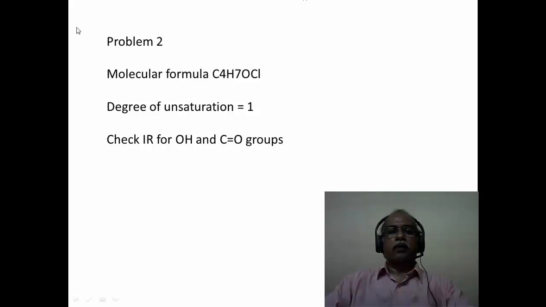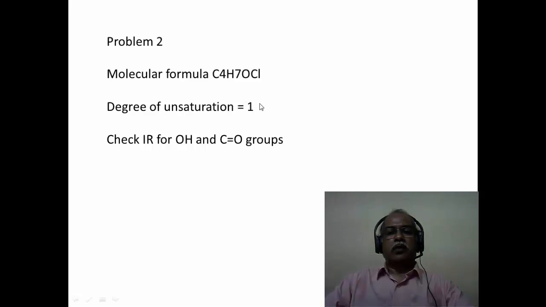The next problem, the molecular formula is C4H7OCl. The degree of unsaturation is 1, so one can straight away rule out the possibility of this being an aromatic compound. First of all, it doesn't have the required number of carbons, or even if it is a heterocyclic aromatic compound, it is sort of a saturated compound. There is only 1 degree of unsaturation.